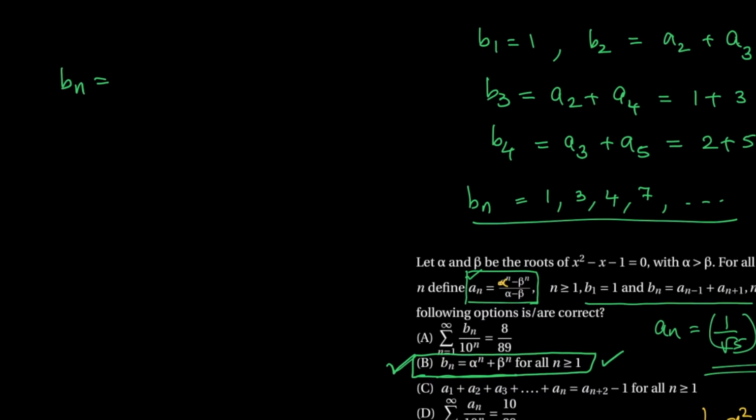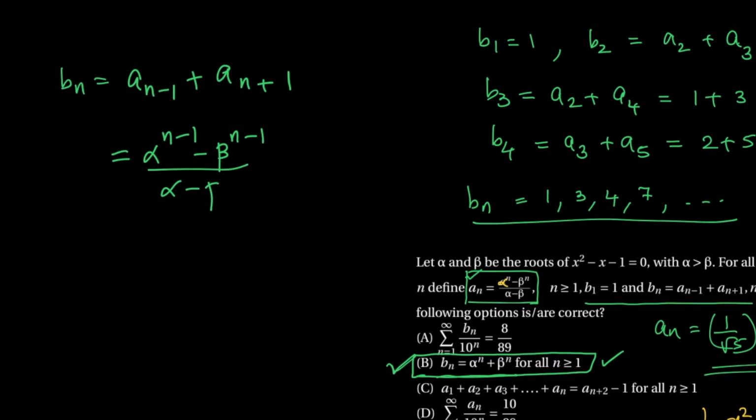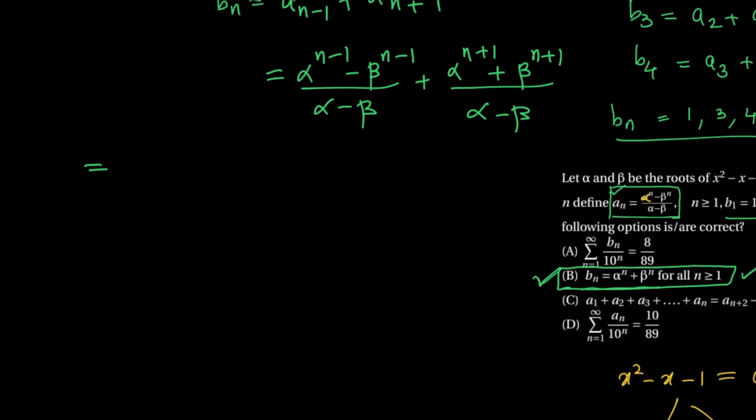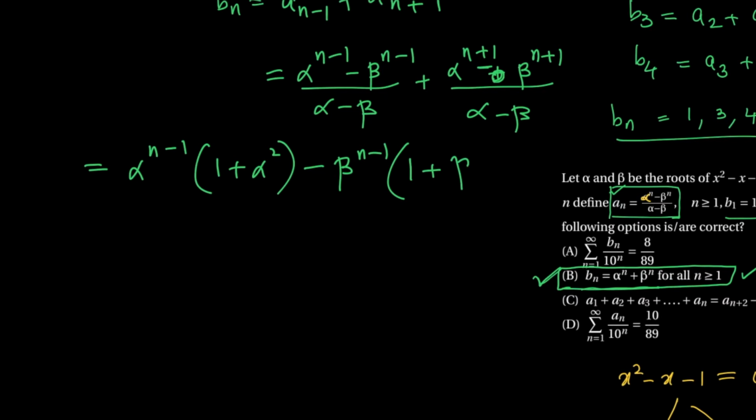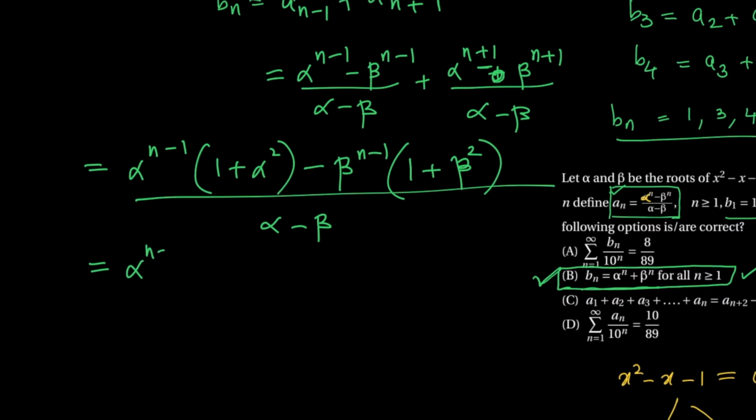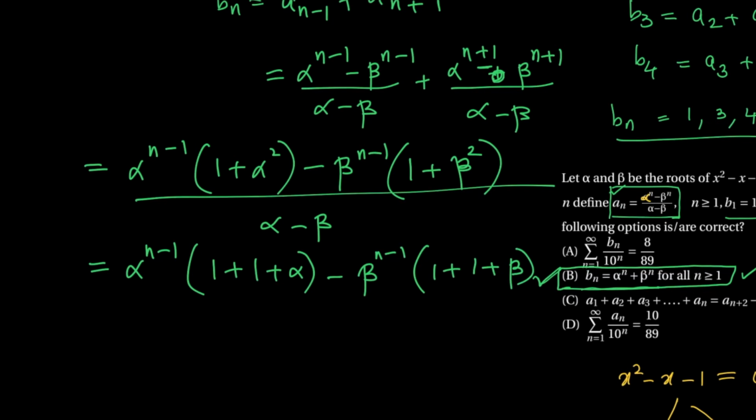Another way is, so Bn is given as a n minus 1 plus a n plus 1. So this is going to be alpha power n minus 1 minus beta power n minus 1 by alpha minus beta plus alpha power n plus 1 minus beta power n plus 1 by alpha minus beta. Right. Now we can simplify this expression. Take alpha power n minus 1 out, that will be alpha power n minus 1 into 1 plus alpha square, minus beta power n minus 1 into 1 plus beta square, whole divided by alpha minus beta. Now 1 plus alpha square is 1 plus alpha plus 1, so this is alpha power n minus 1 into 2 plus alpha minus beta power n minus 1 into 2 plus beta, whole divided by alpha minus beta.